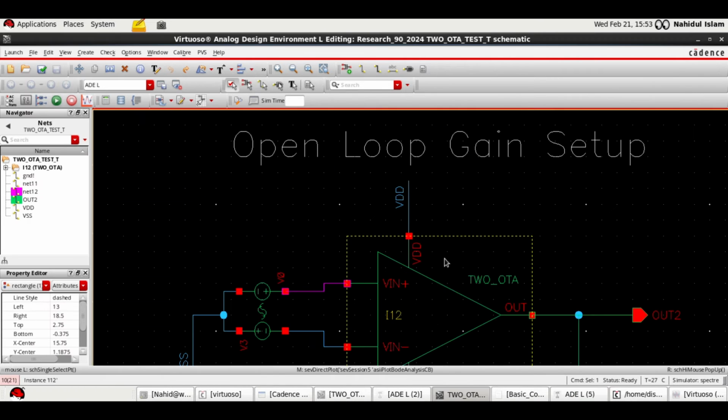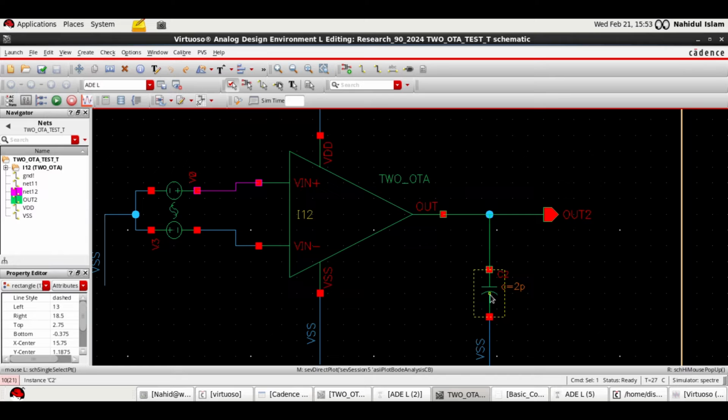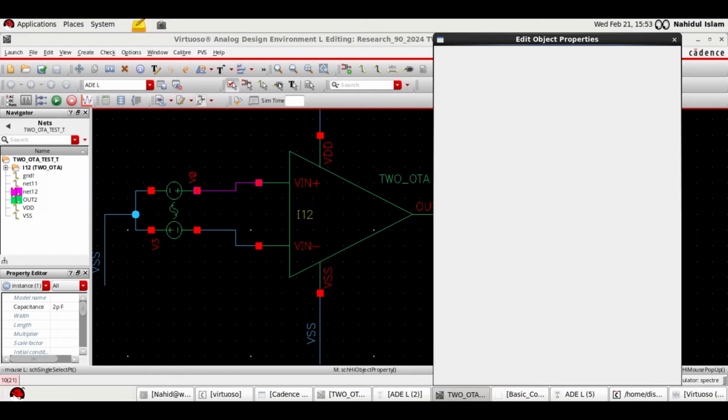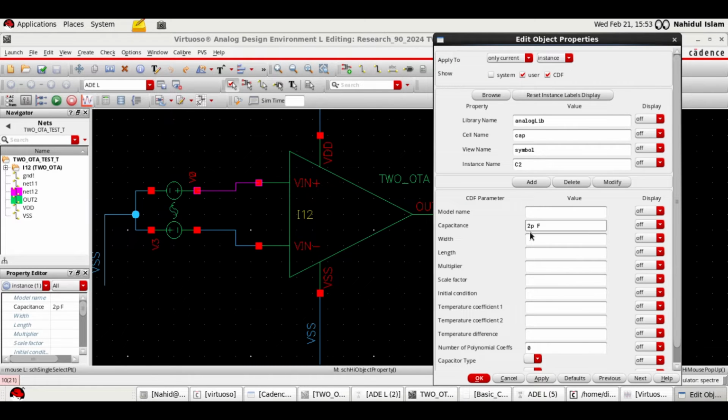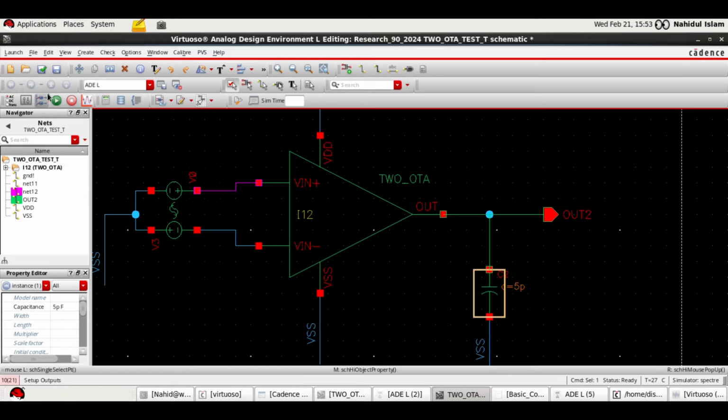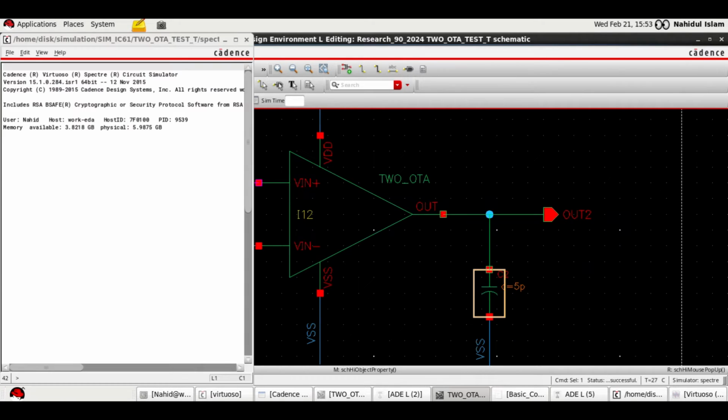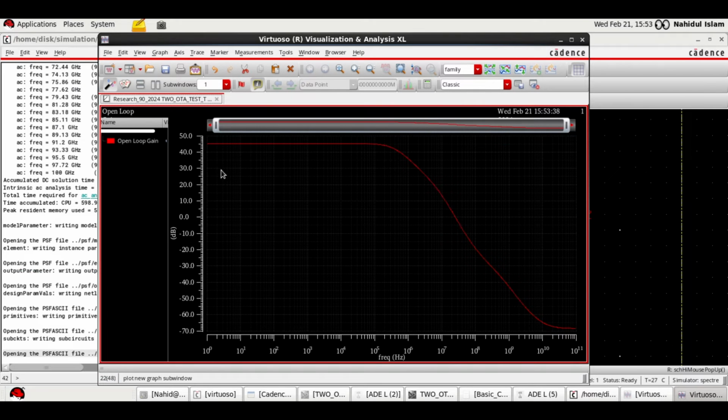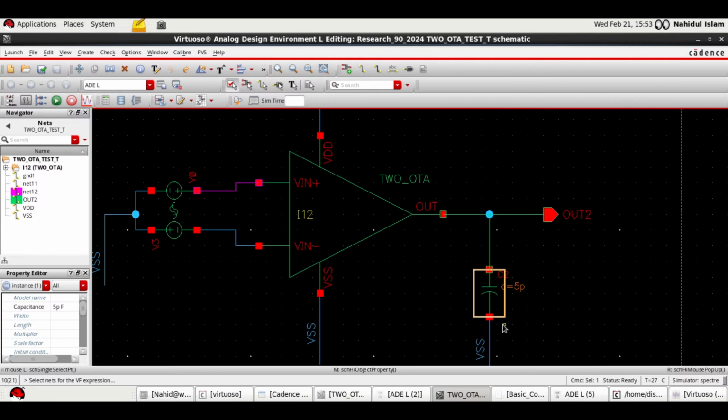What is the benefit of that? If I change the value for the capacitor, as an example, let's set it to 5 picofarad, and if I run the simulation, it gives me the gain plot. I don't need to go to direct plot and then click AC gain and phase. This is the easy way.